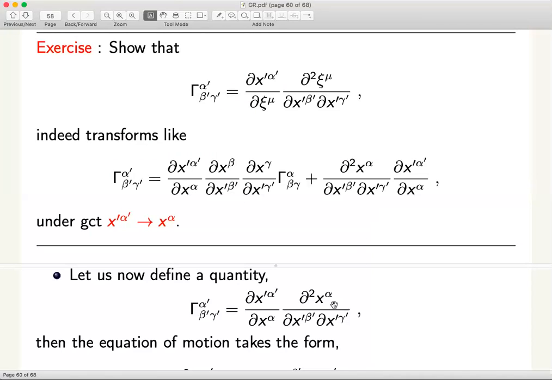Sir, is the second term in the transformation of gamma there because we are going from one equivalence class of inertial frames to another equivalence class of inertial frames? In a way, yes. This is the object which relates frames which are accelerated with respect to each other. So in that sense, yes, that is how the relation is.